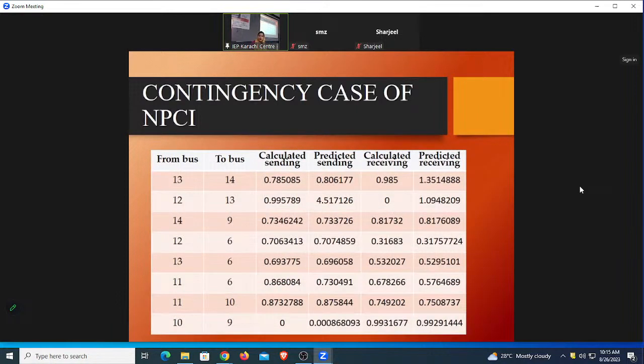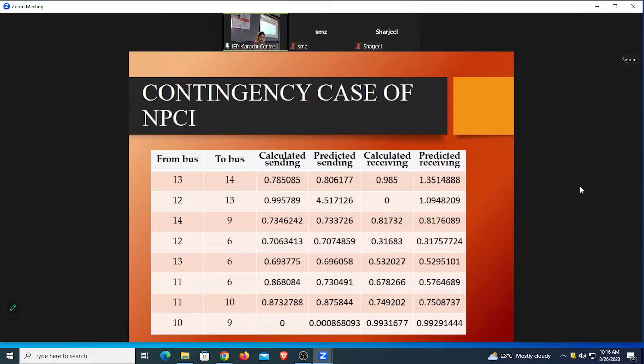Now here are the results of the contingency case of NPCI. As you can see here, the values are now closer to 1, which indicates that upon loading, the system is subject to voltage collapse. Some values are between 0.5 and 0.7 and some values are exactly 1. The values between 0.5 and 0.7 indicate that the buses are critical for the system, and the values that are exactly 1 indicate that the system buses have collapsed.